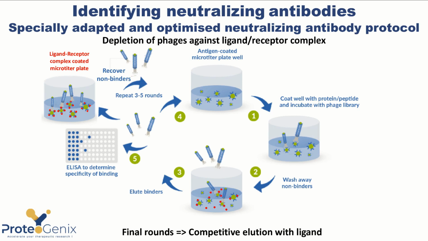And then at the end, we will also carry out a competitive elution in the final rounds. This means that instead of eluting all of the phages using acid as normal, we remove the phages bound to the target by adding a saturating concentration of the ligand against the site of interest, specifically removing the phages bound to this site and thus enriching against the epitope which we require for our therapeutic effect.